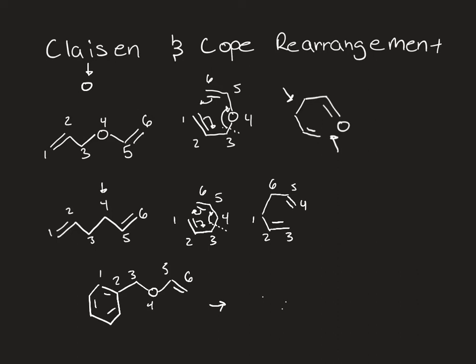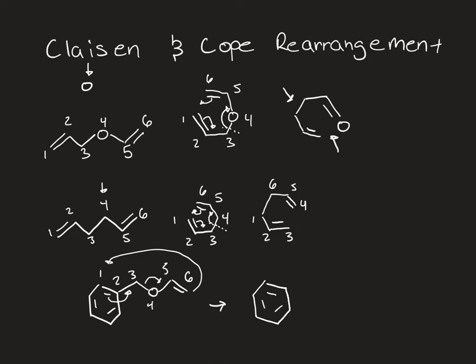So you have the 1, 2 bond going on to the 2, 3, and the 3, 4 bond going on to 4, 5, and the 6 forms a new bond with 1. So the result is a benzene ring. Oops, let me get rid of that real quick. Just erase that. And then it's a benzene ring.